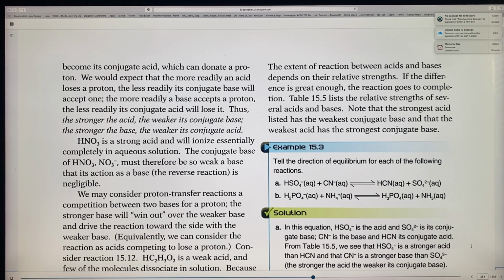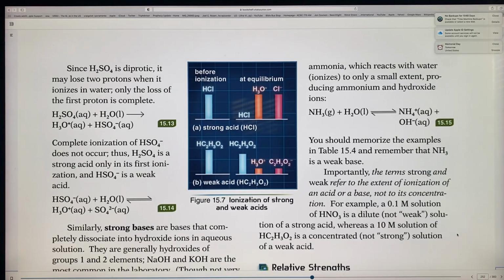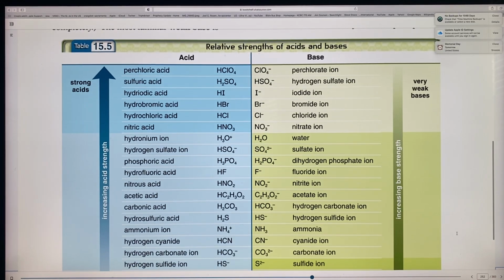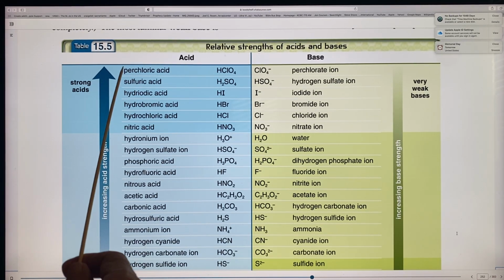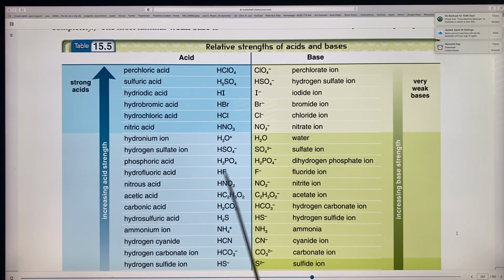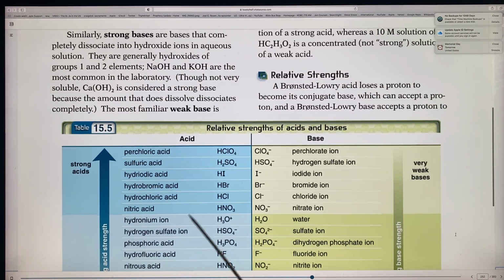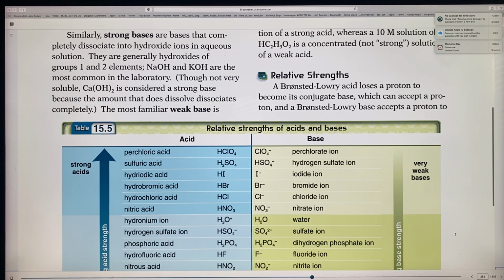Note that the strongest acid listed has the weakest conjugate base, and that the weakest acid has the strongest conjugate base. Let's look at those conjugate bases on that table. So this is a relative strength. A strong acid will go with a weak base, and a strong base towards the bottom would go with a weak conjugate acid. Strong base goes with a weak acid, and a strong acid goes with a weak base.